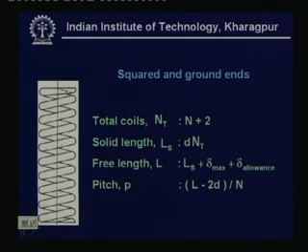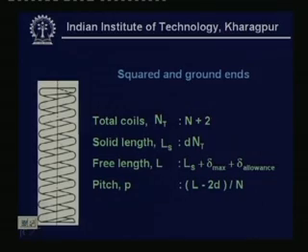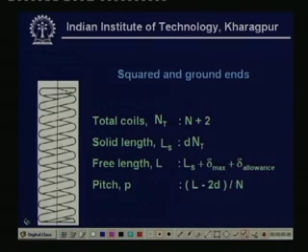So, this is the picture of what you find out by the square and ground end compression springs. These are the four types of compression springs normally used in design, and you have learned the nomenclatures of a spring, that is the total coil, solid length, free length, pitch, etcetera. We have talked about these springs of the compression type.